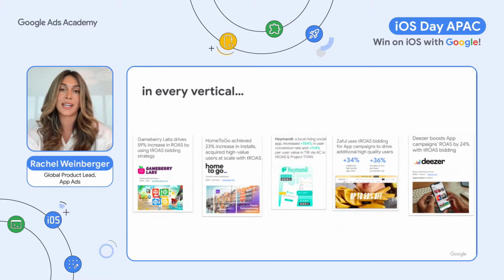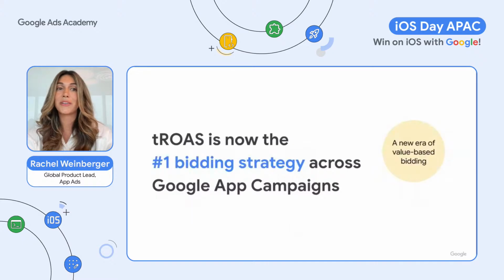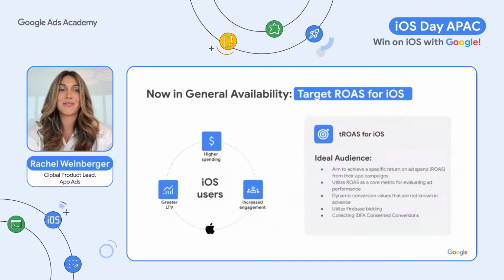So this further emphasizes how broadly the TROAS strategy is becoming. It's now the #1 bidding strategy across all of Google App Campaigns. And I'm very excited to share that it is now in general availability for iOS. We see that iOS users are typically higher value because they spend more, they typically have more engagement, and they also generate a higher lifetime value. And so it's really important to diversify your bidding strategy across operating systems and optimize for both iOS and Android alike.